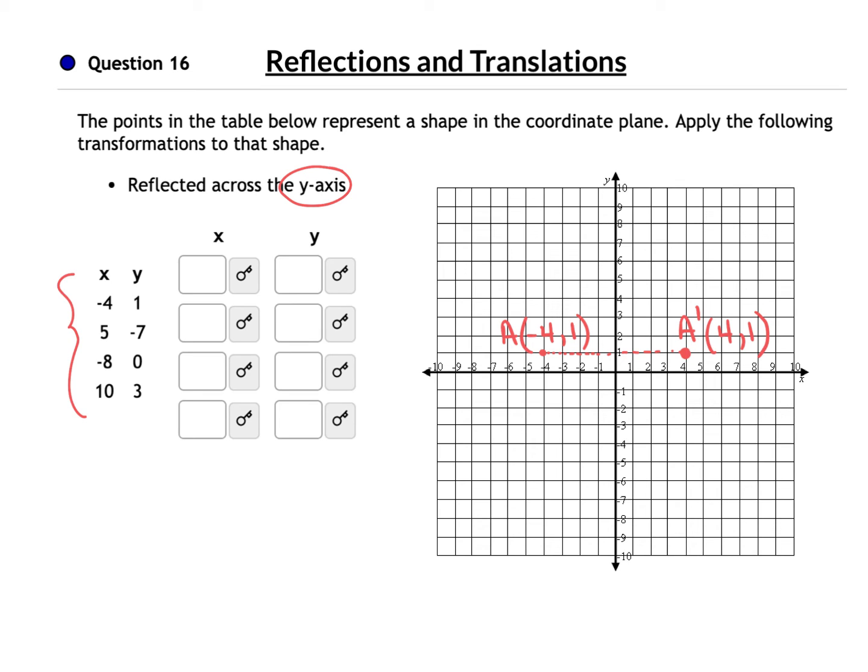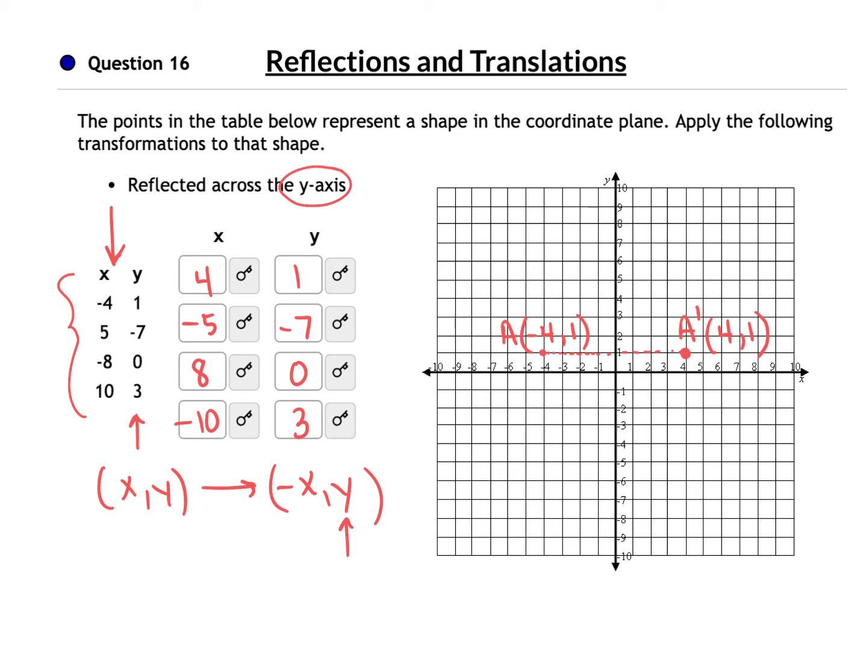Looking at the ordered pairs, this transformation takes a point x, y and sends it to -x, y. -4 became +4. The x is the opposite, and 1 stayed 1, the y stays the same. So in this table, x will become the opposite. That's 4, -5, +8, and -10, and y will stay the same: 1, -7, 0, and 3.